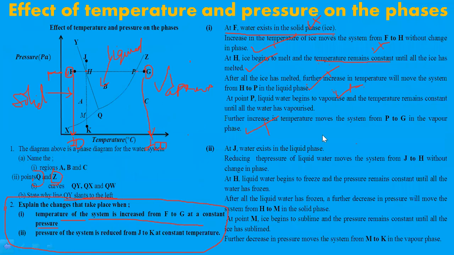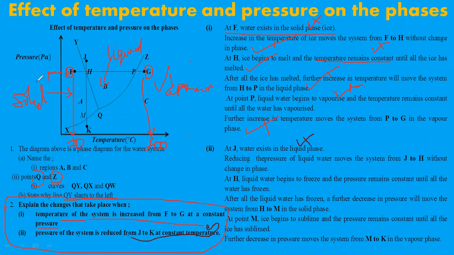So here we are explaining the changes that take place when the pressure of the system is reduced from J to K at constant temperature. Are we together? So we shall begin by saying this is J. What happens at J? At J, water exists in the liquid phase.